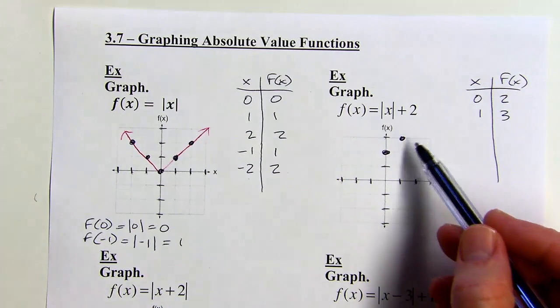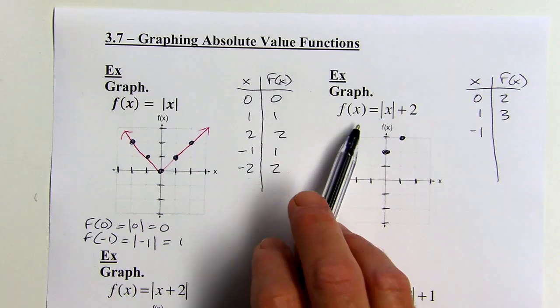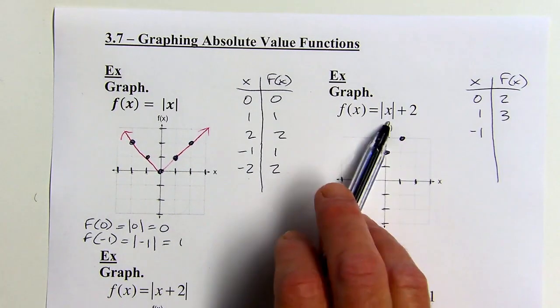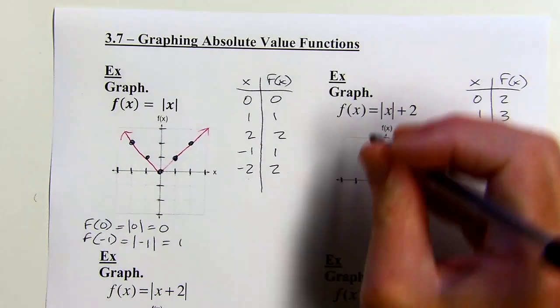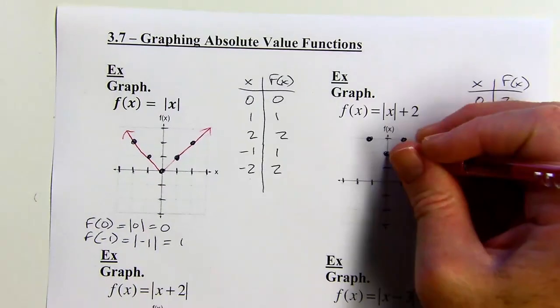Kind of running out of space up here. I'm at the top of my graph, so let's see what happens when I plug in some negatives. I'll have the absolute value of negative 1, which is positive 1, plus 2. Positive 1 plus 2 is 3. Okay, and that's that point right there. And now I know what the V is going to look like.